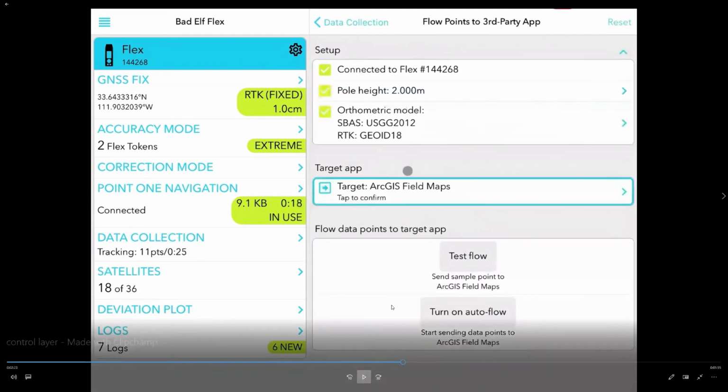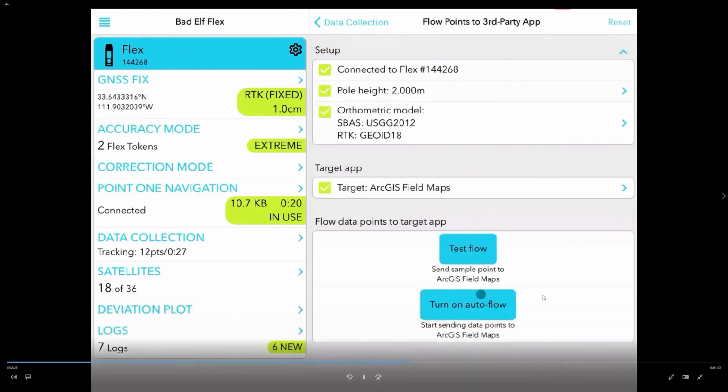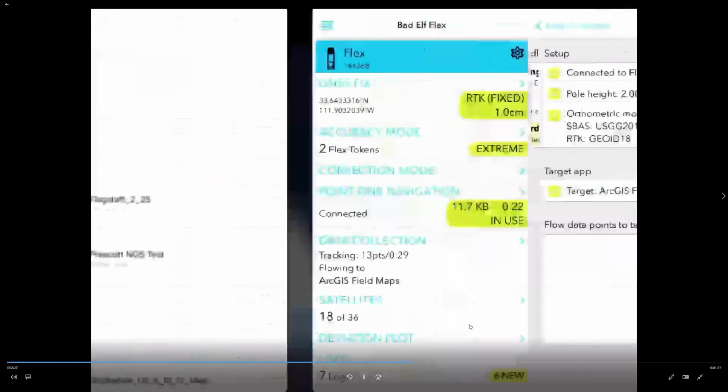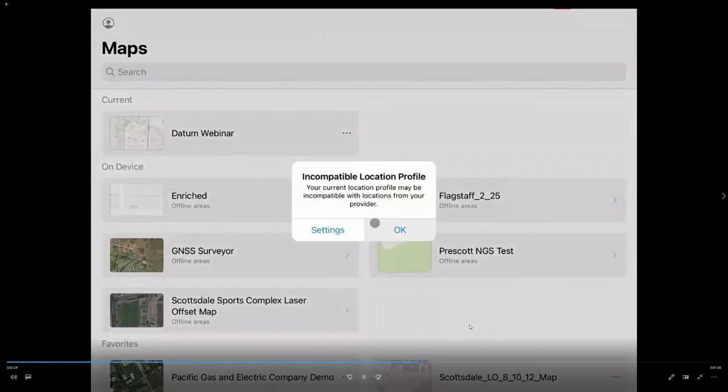And so all it is doing right here is just asking you to set your pole height and your orthometric model using the geoid that we just discussed. And we can send all that information over. So I just turn this on. We're going to switch over to field maps really quick and collect a point.